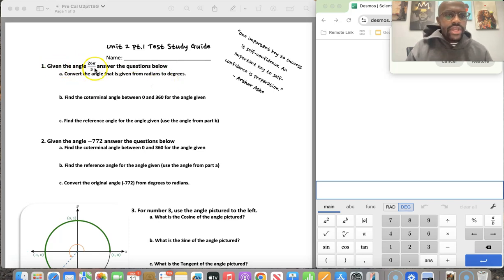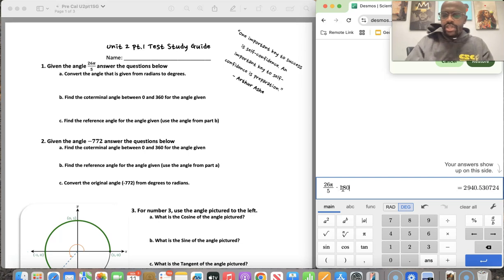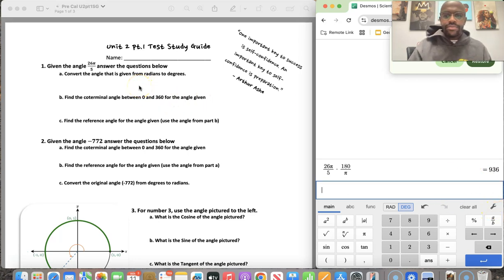So question 1, given the angle 26 pi over 5, answer the following questions. Part A says convert the angle that is given from radians to degrees. When you're converting from radians to degrees, you are going to multiply by 180 over pi. You don't have to concern yourself with simplifying it for a form of pi, things of that nature. Just give me the answer as is. So this will be 936 degrees for part A.